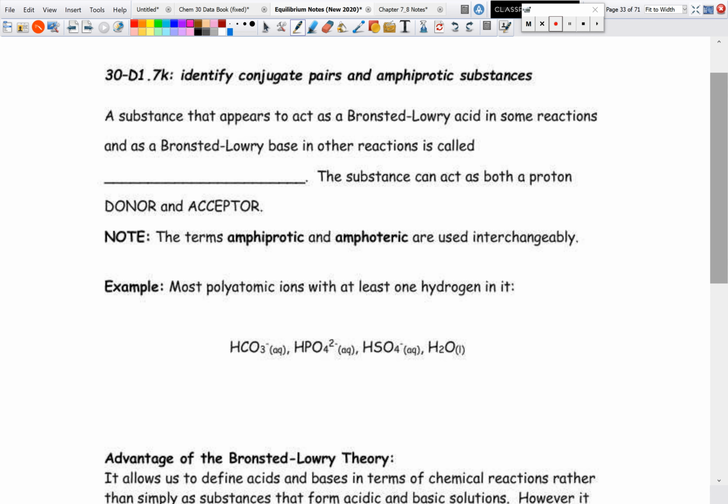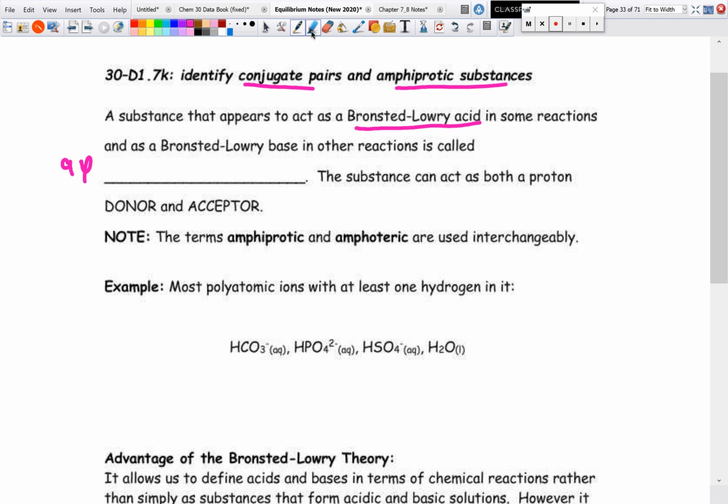So our next little bit is looking at identifying conjugate pairs and something called amphiprotic substances. We'll get to what they mean in a bit. A substance that appears to act as both a Bronsted-Lowry acid in some reactions and a base in another, we call these amphiprotic. So that's that definition right there.